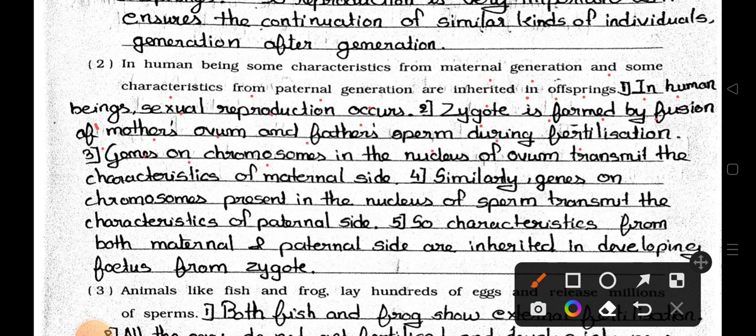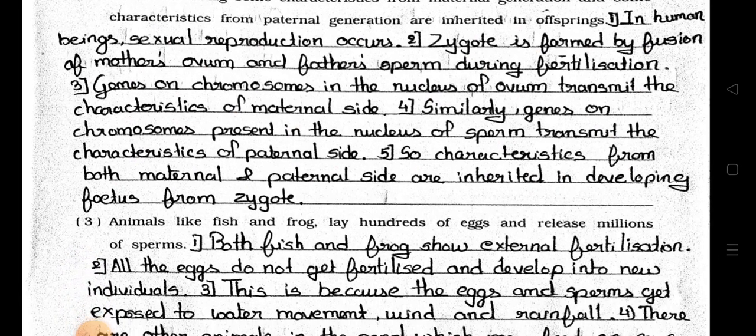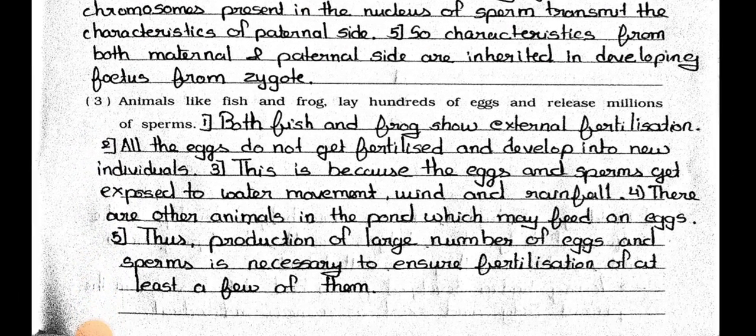Genes on chromosomes in the nucleus of the ovum transmit the characteristics of the maternal side. Similarly, genes on chromosomes present in the nucleus of the sperm transmit the characteristics of the paternal side. So, characteristics from both maternal and paternal sides are inherited in the developing fetus from the zygote.